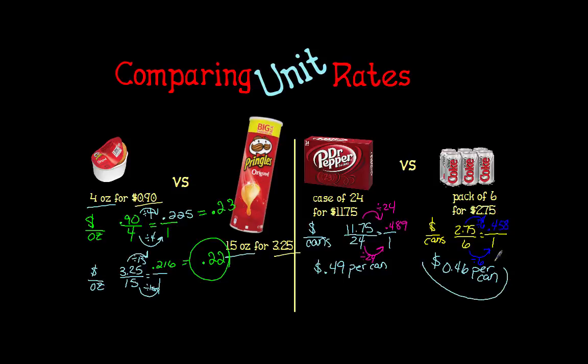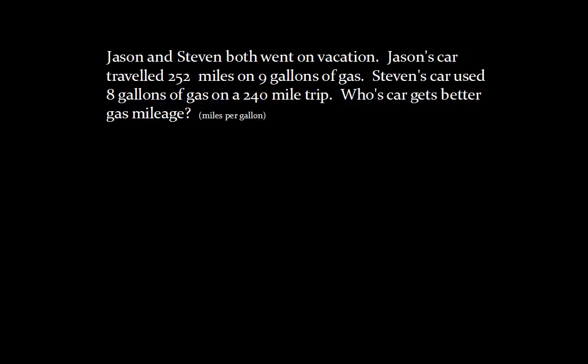Okay, one last problem, and then we're done with you. All right, so Jason and Steven are going on vacation. Jason's car traveled 252 miles on 9 gallons of gas, and Steven's car uses 8 gallons of gas on a trip of 240 miles. Now, our question for you is whose car gets better gas mileage? And keep in mind that when we talk about gas mileage, we're talking in terms of miles per gallon. So there's the order that you need to write your rate in. Pause your video and see if you can't do this on your own.